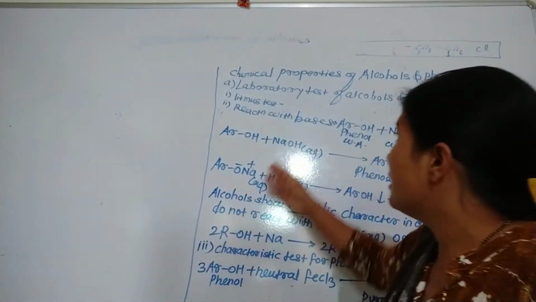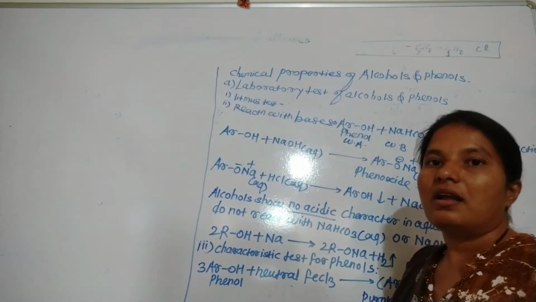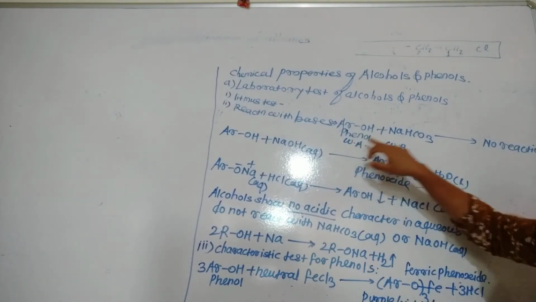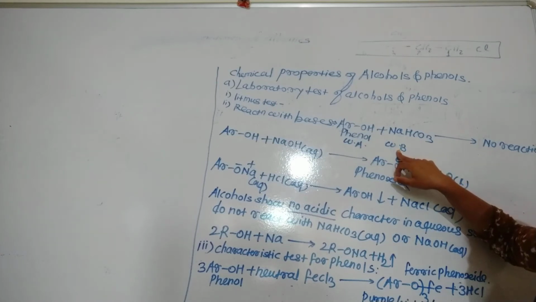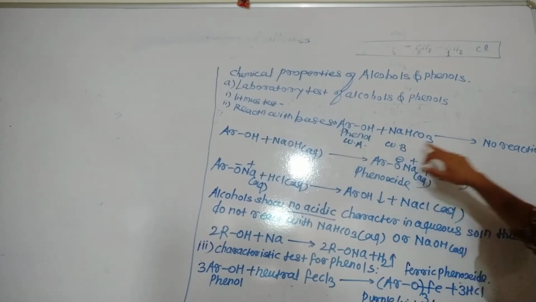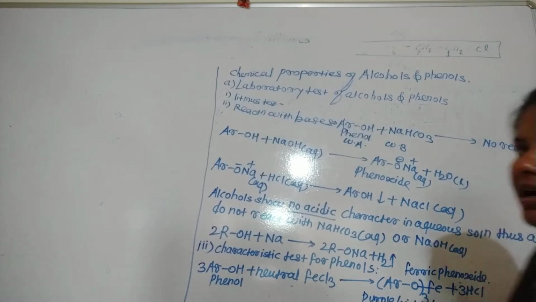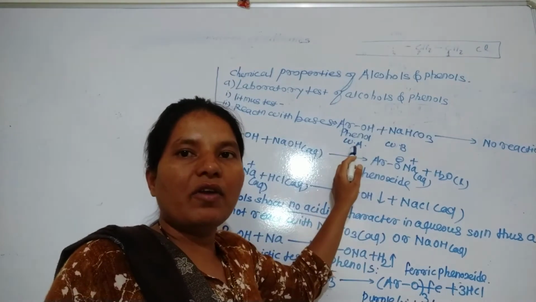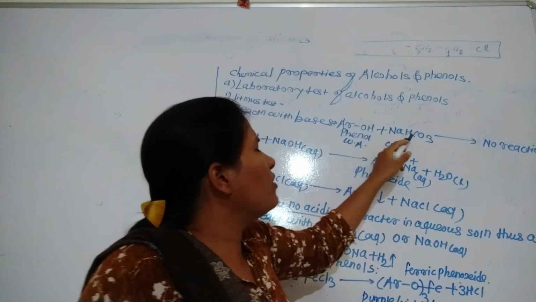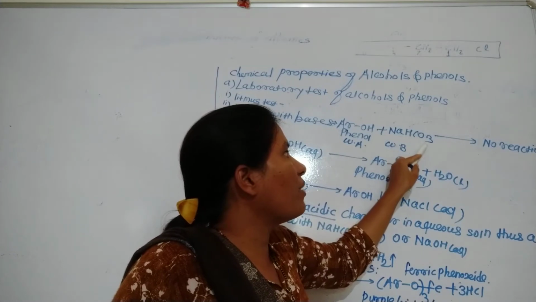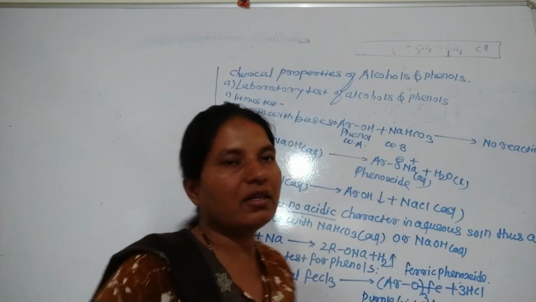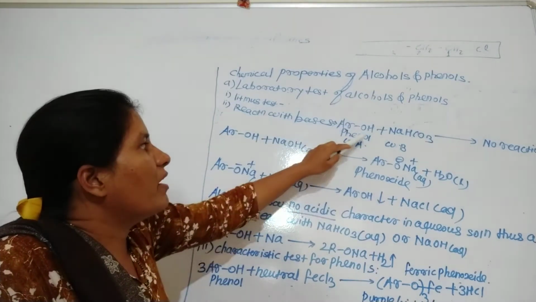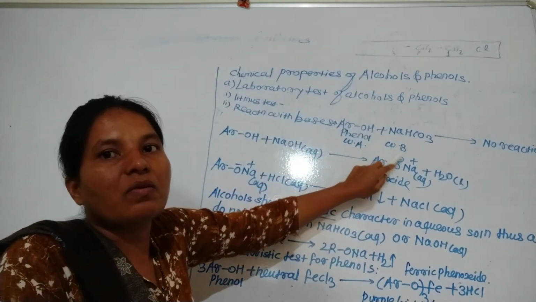The next test is reaction with bases. You know that phenol is a weak acid, and when it reacts with a weak base, sodium bicarbonate, there is no reaction. Why does no reaction take place? Because this is a weak acid and this is a weak base.